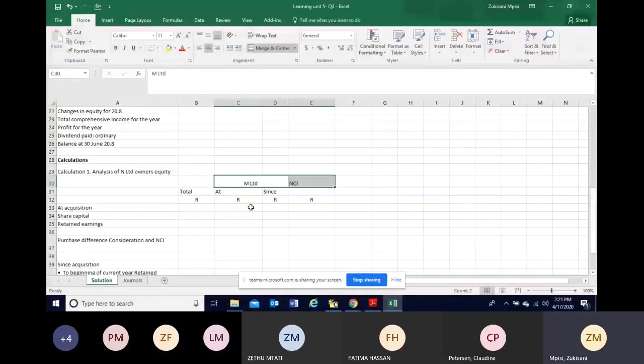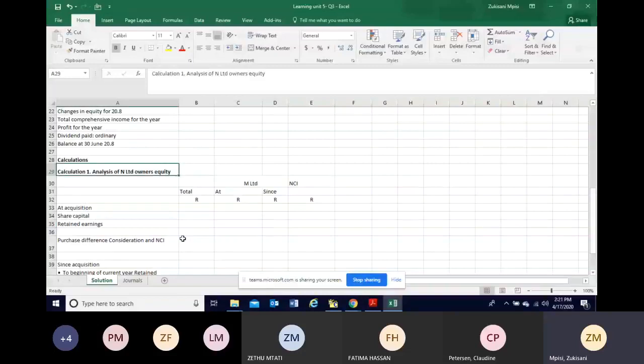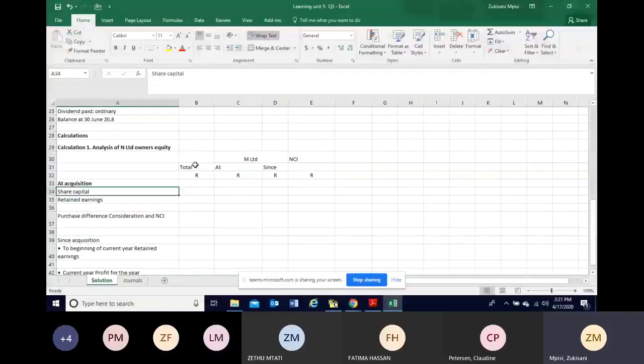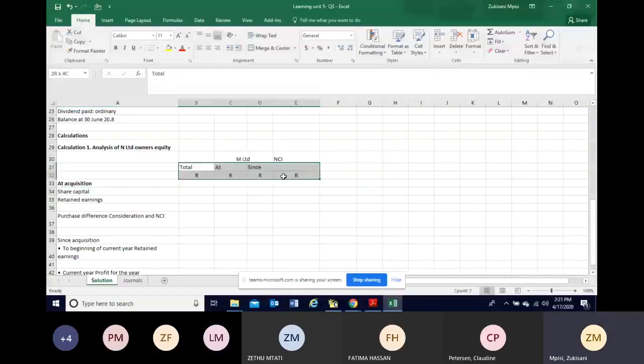Just have to bear with me. So in our analysis of changes in equity, remember that now we go first from the beginning. At acquisition, what happened at acquisition? We've got our total column, we've got our at column, we've got our since column, and then we've got the non-controlling interest.